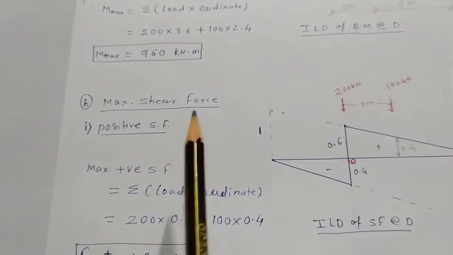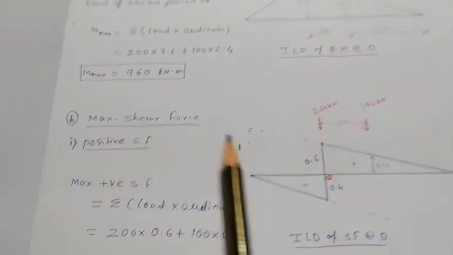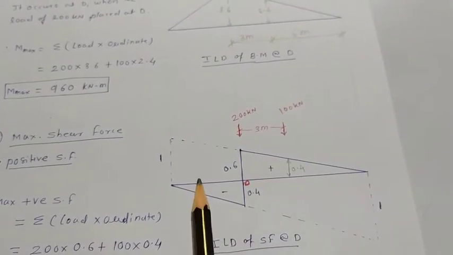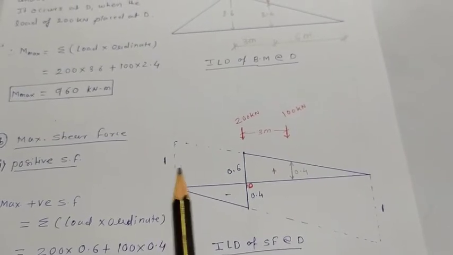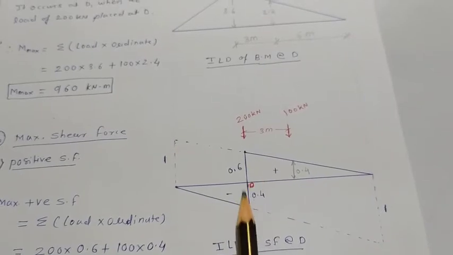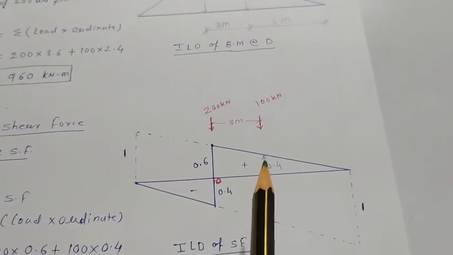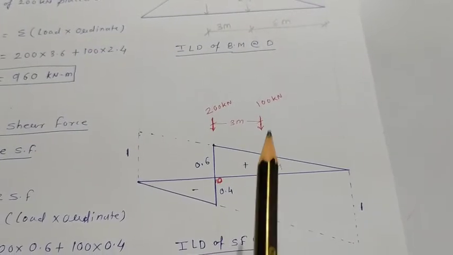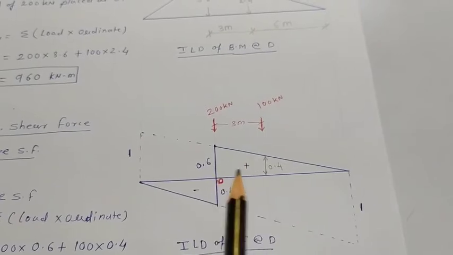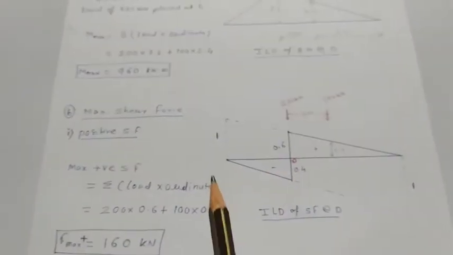So for maximum shear force, we will calculate first the positive shear force, okay. So this is our standard diagram, you can draw this, okay. If this is 1, you can find out this. The addition of these two values must equal 1, and you can find out this ordinate also under the 100 kilonewton load, which is 3 meter away from point D, by similarity of triangles, okay.